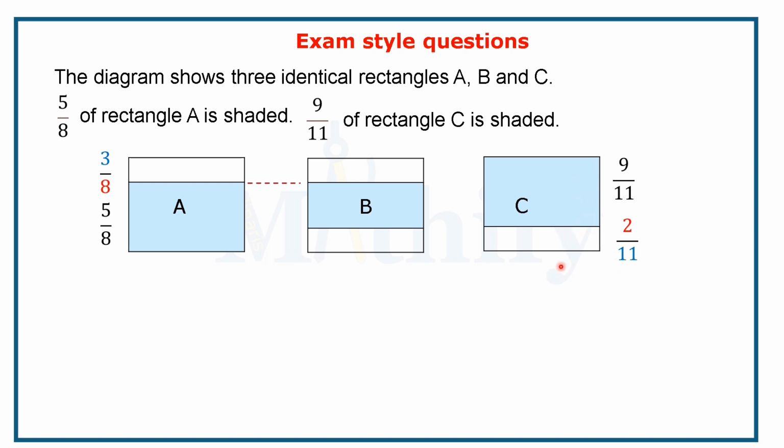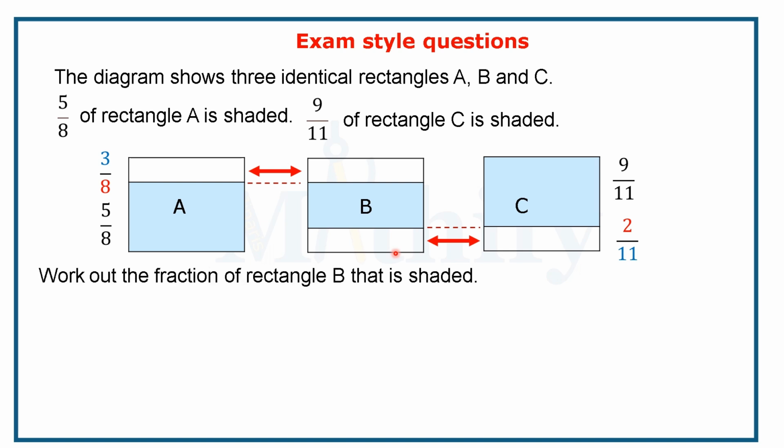to give us 2 out of 11. As mentioned earlier, we know that if this is 3 out of 8, this is also 3 out of 8 because these are identical rectangles. Likewise, if this is 2 out of 11, this unshaded region will also be equal to 2 out of 11. Now let's put all this information together and work out the total unshaded regions.